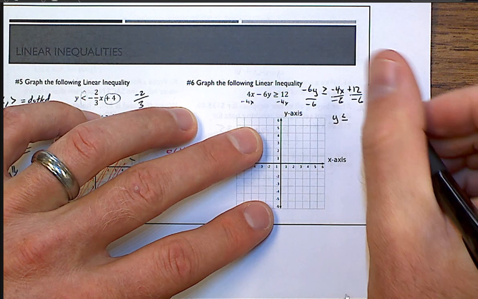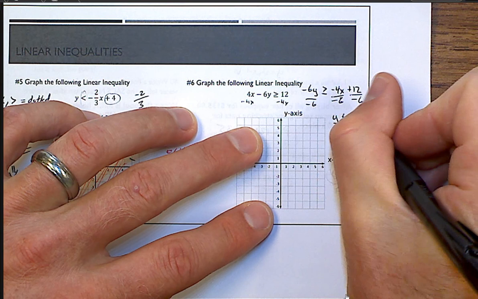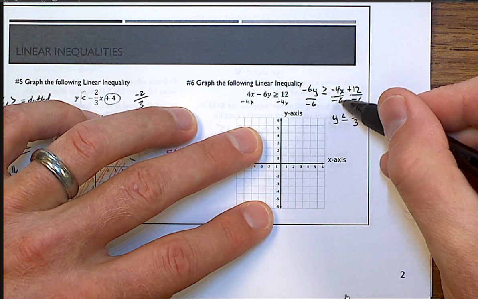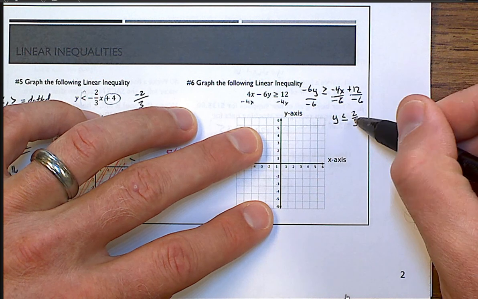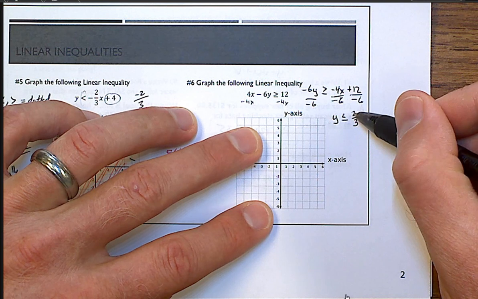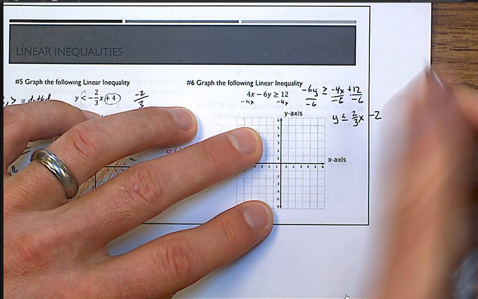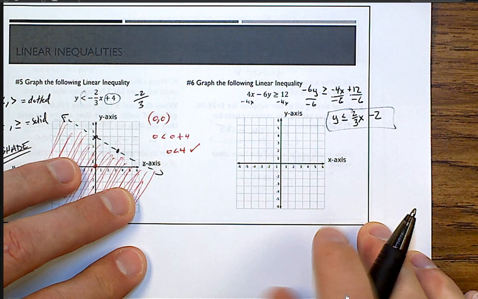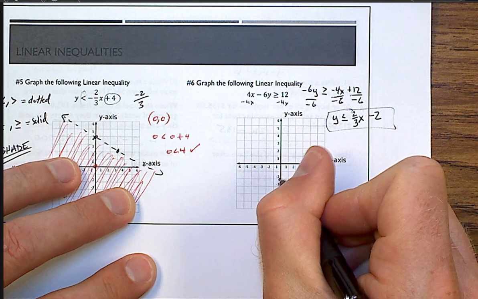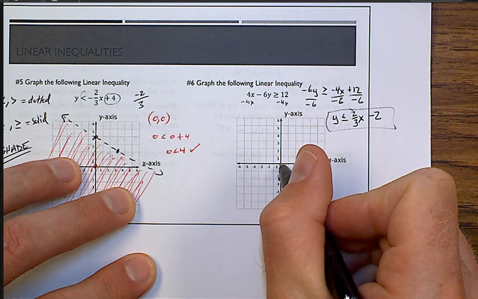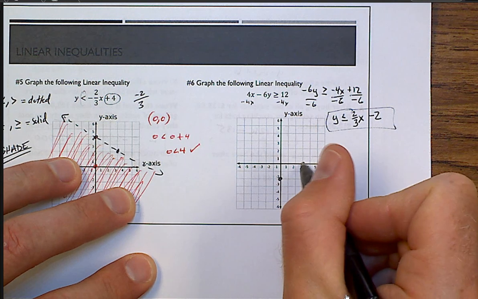So we're going to get positive 2/3. Negative 4 divided by negative 6. Negative divided by negative is a positive. 4 over 6 reduces to 2/3. And this is x, and then that's going to be a minus 2. So we're graphing that. So down 2, 1, 2, up 2, 1, 2, over 3, 1, 2, 3. Okay?